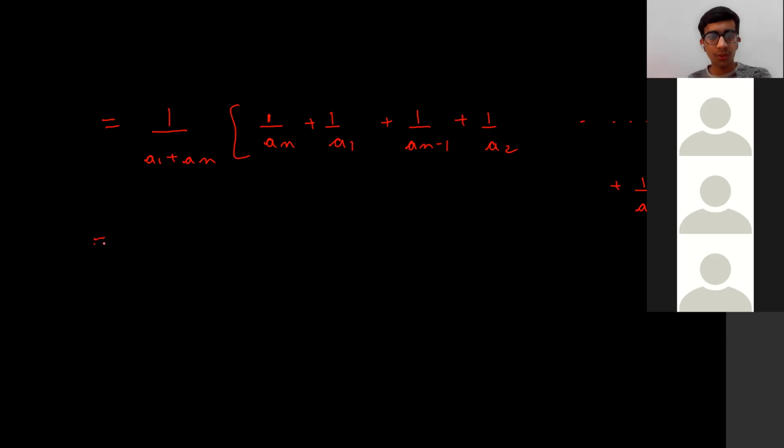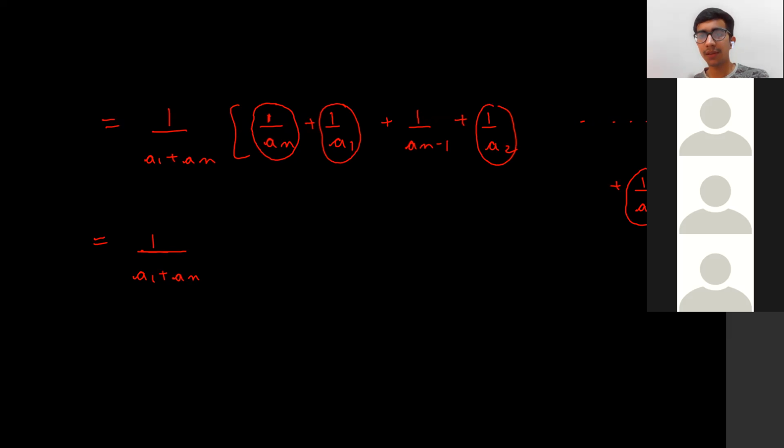Cool. So now see these two terms. 1 over an is in the start as well as 1 over an is in the end, right? Again, 1 over a1 is in the start, 1 over a1 is in the end. Similarly, 1 over a2 is in the start, 1 over a2 is in the end. So what I can see from here is every term is coming 2 times.